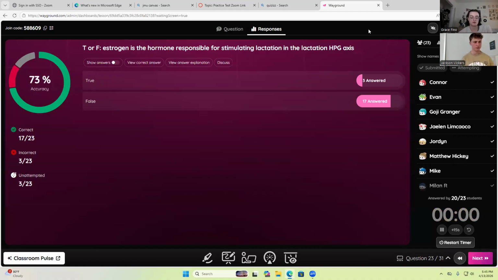Okay, so the correct answer for this one was false. Does anyone want to tell me what stimulates lactation? What hormone? Isn't it oxytocin? I think. Yes, it is oxytocin.